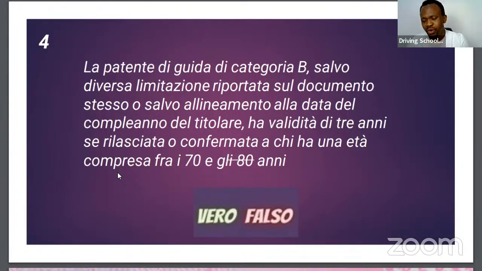Now, the license, we always say every license has 10 years of validity. Now, the 10 years of validity is for the age from 18 to 50 years, patent B.